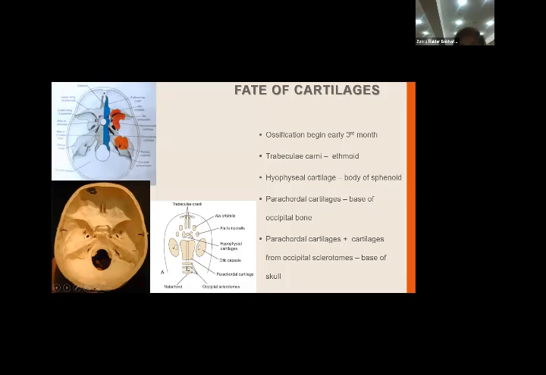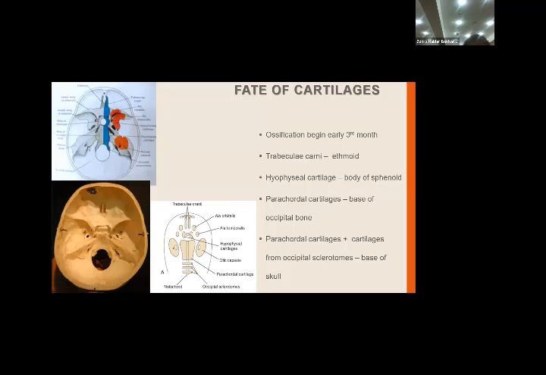In other words, the parachordal cartilages plus the cartilages that develop from occipital sclerotomes, all these cartilages, they make up this part, the occipital bone, जिसमें base of the occipital bone आ जाता है and squamous part of the occipital bone. तो base of the skull जो है वो इससे बनता है, parachordal cartilages plus occipital sclerotomes.